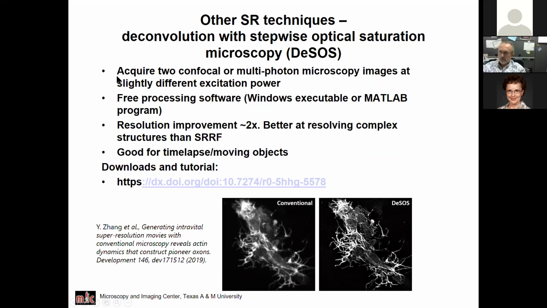And the principle is that you just take 2 images at a slightly different excitation power, and then you just process those 2 images and get about 2-fold resolution. But what you need to use is a confocal or multi-photon microscope. The software is free. There is a Windows executable, or if you have MATLAB, you can run the MATLAB program, and there is a link there. The authors claim that it's better at resolving complicated structures than the SRRF method. So you'll have to see how that is.